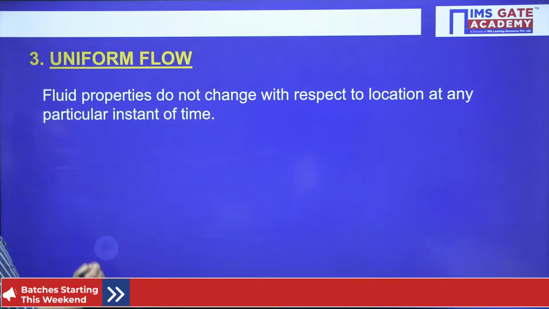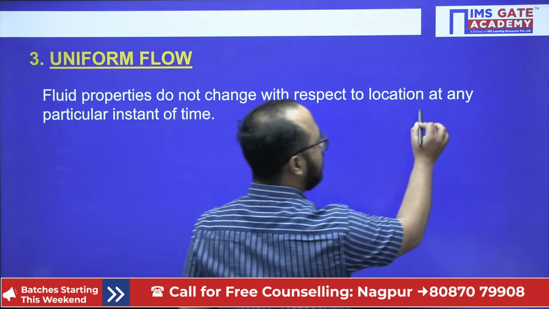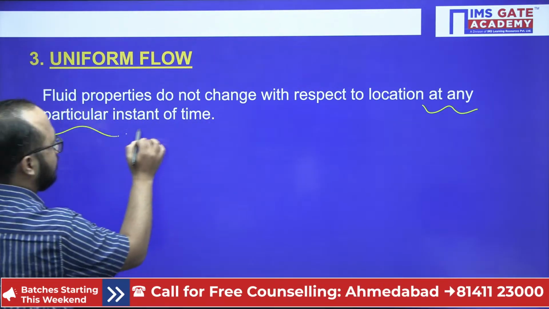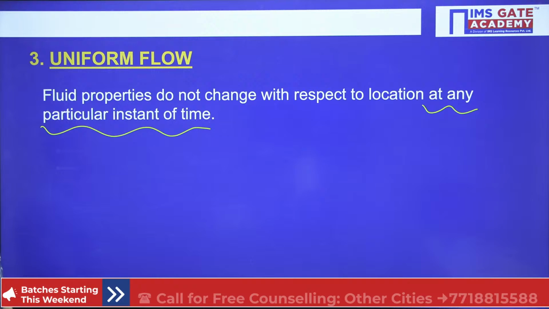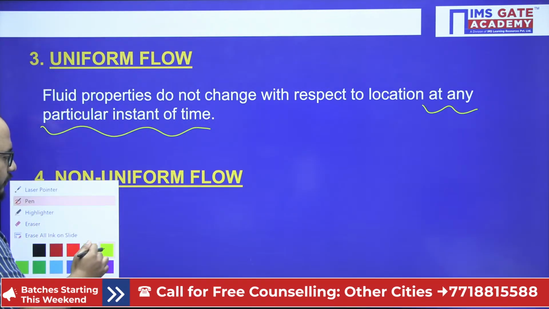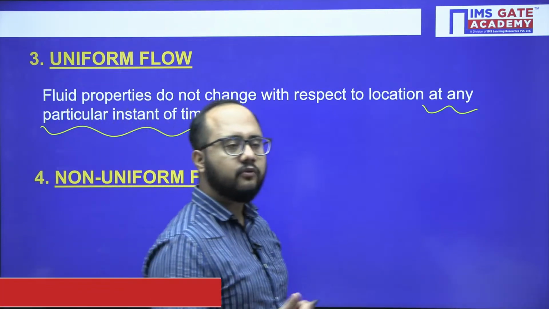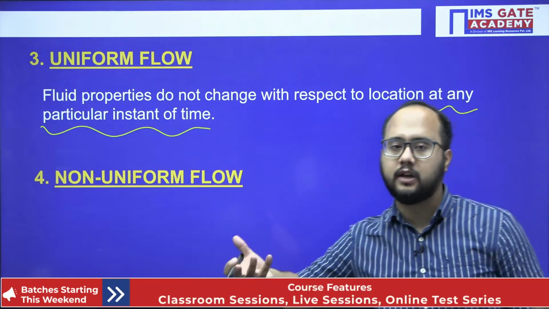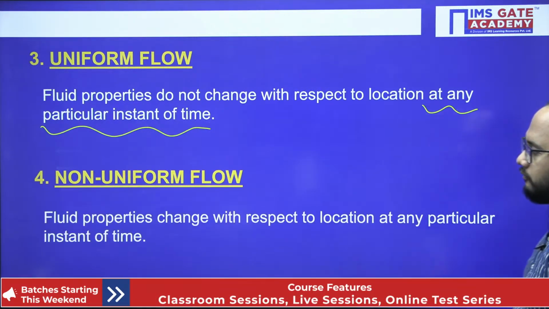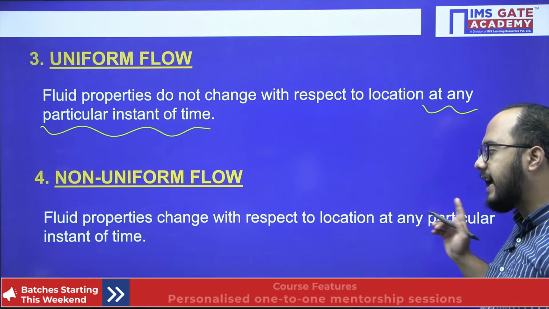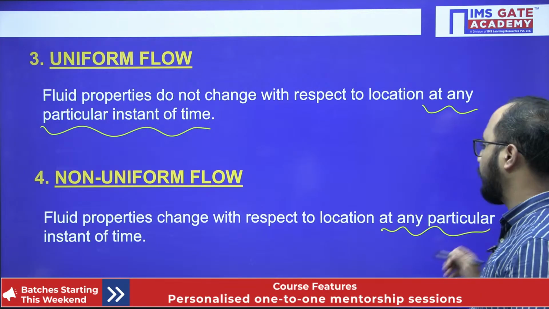Right, so you should be aware of this point, at any particular instant of time. Correct? Now, the second is just the opposite of this uniform flow. So in this case, what will happen? Fluid properties will change from location to location. Fluid properties will change with respect to location at any particular instant of time. This point.